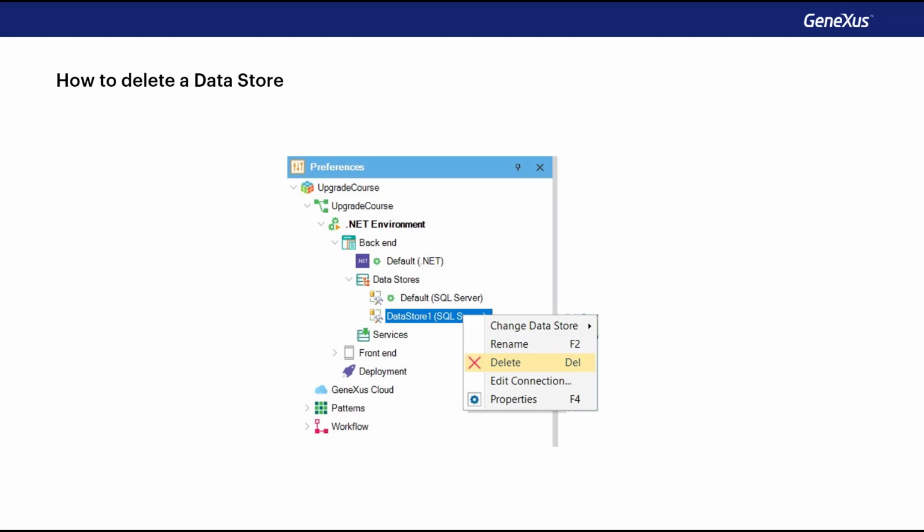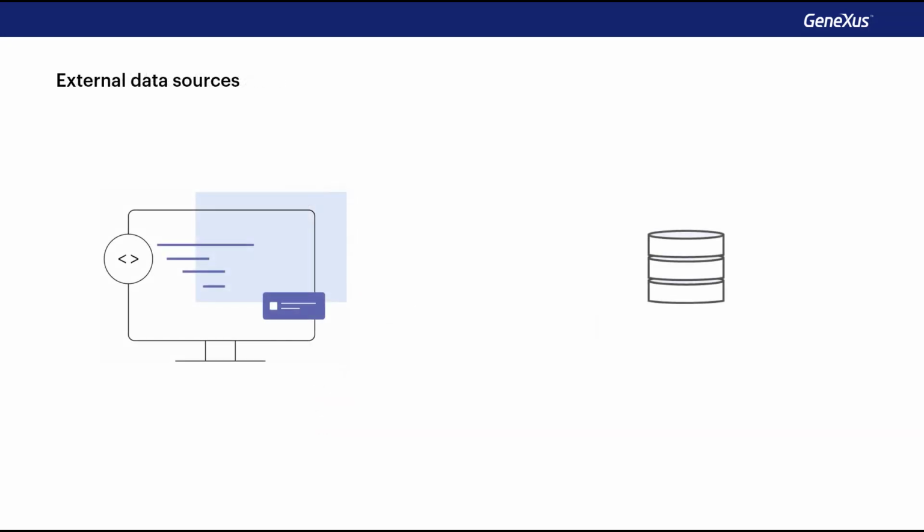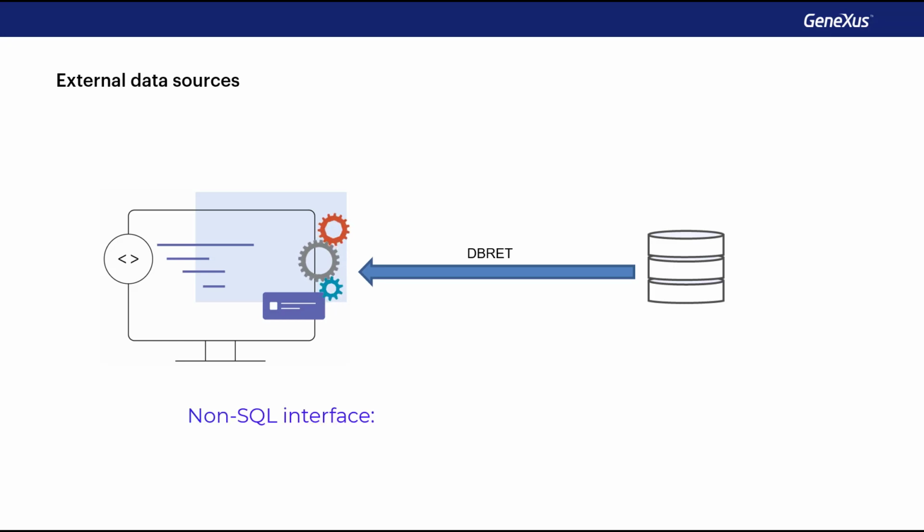Now let's look at the concept of service-type data stores. Many times, we need to integrate a Genexus application with external data sources. When this source comes from a DBMS and direct access is allowed, the reverse engineering process, dbret, can be used to integrate it to the Genexus model. Currently, when the interface with the external source is not SQL, the integration with Genexus must be done through external procedures or objects.